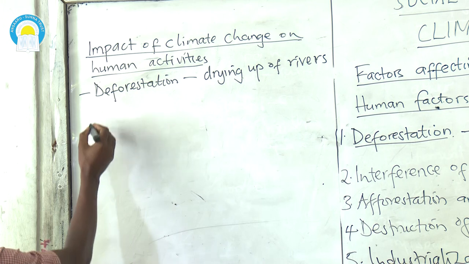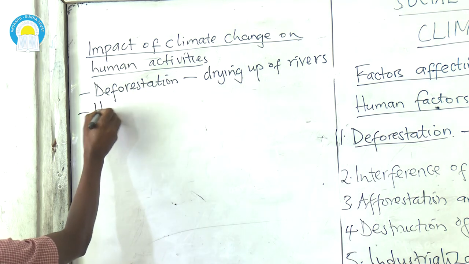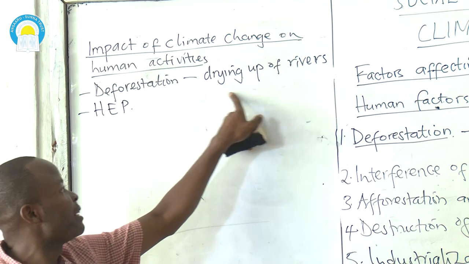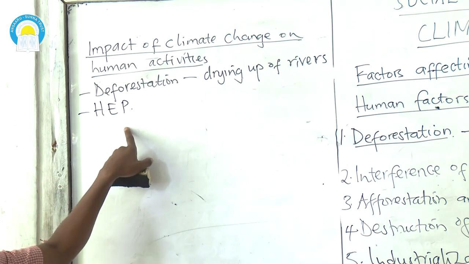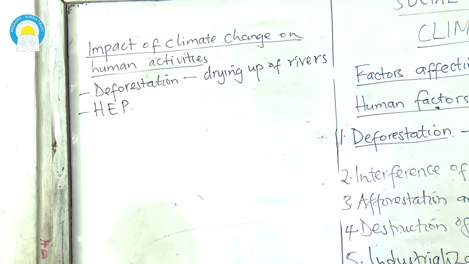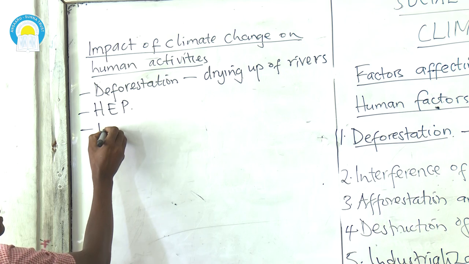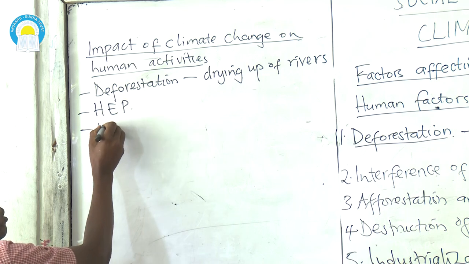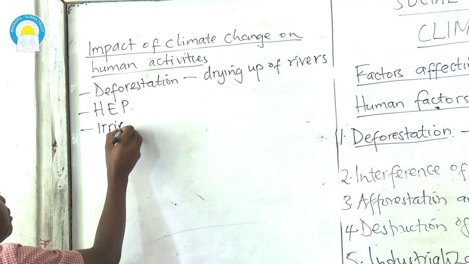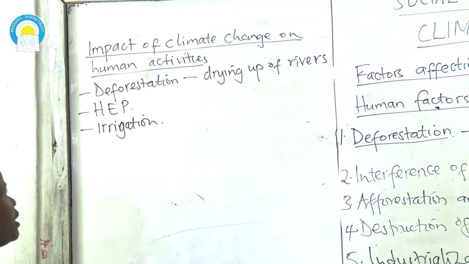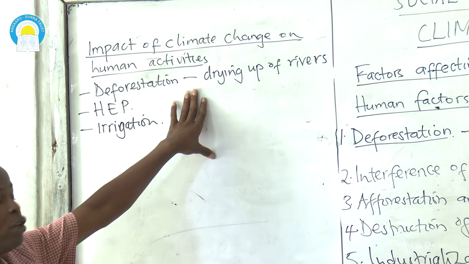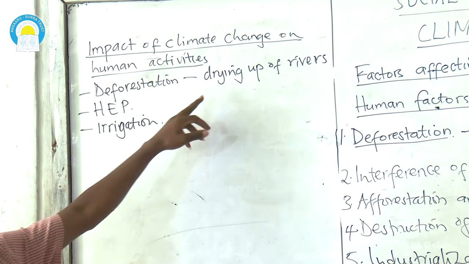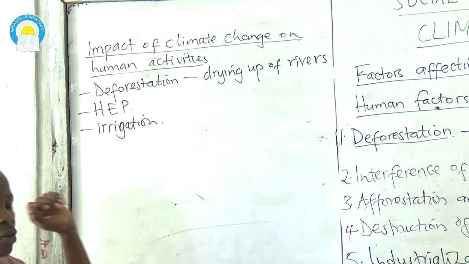For example, another problem is interference with the production of hydroelectric power. Some rivers are used to trap electricity, so when they dry up, the production of hydroelectric power will be interfered with. Another problem that will arise as a result is water for irrigation. So there will be reduced production of food because of interference with the water volumes in the rivers. The rivers that are used majorly for irrigation, when they dry up, there will be a reduced production of food.